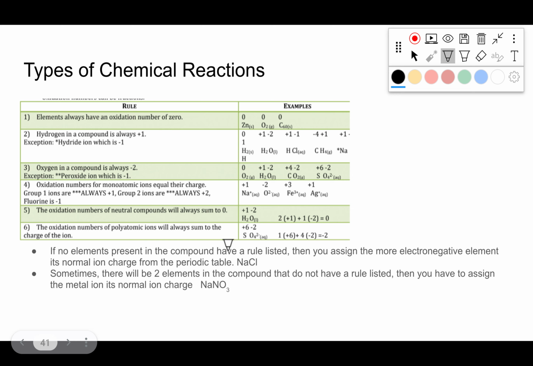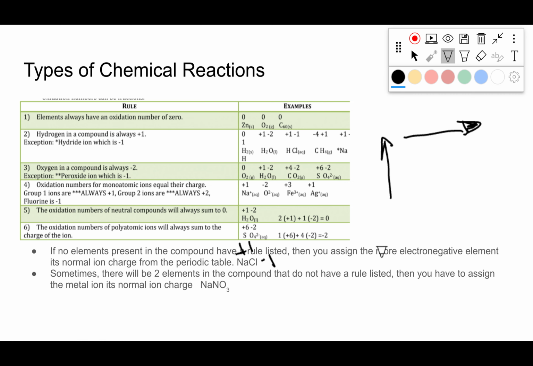If there are no elements present in the compound, then you just assign the more electronegative element its normal ion charge. So chlorine is more electronegative, because remember our trend for electronegativity is increase up, increase across, with your halogens being the most electronegative elements. Chlorine is closest to fluorine, and fluorine is the most electronegative element. And so you will assign its normal charge, which is negative 1. And then because it is a compound, we have to cancel the charge. It has to be negatives and positives equal, so sodium will become a positive 1.